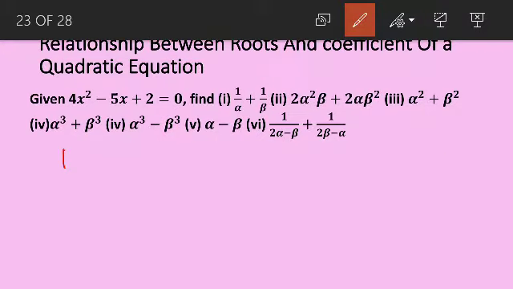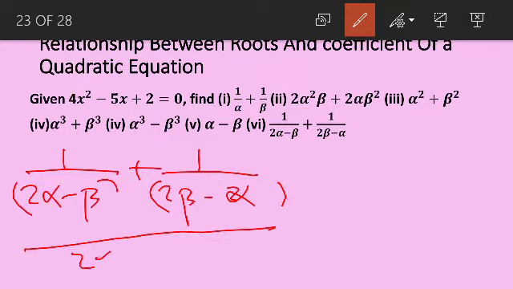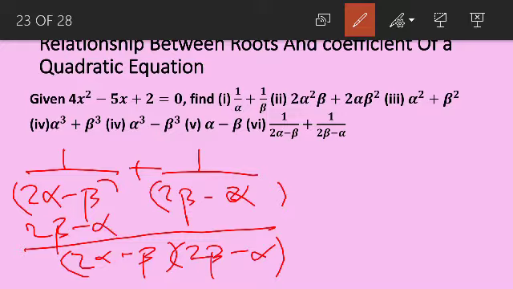Now we see the last one here. We have 1 over 2 alpha minus beta, plus 1 over 2 beta minus alpha. Here we can find the LCM. The LCM is the duo, which is 2 alpha minus beta and 2 beta minus alpha. So which is going to give us 2 beta minus alpha plus 2 alpha minus beta.